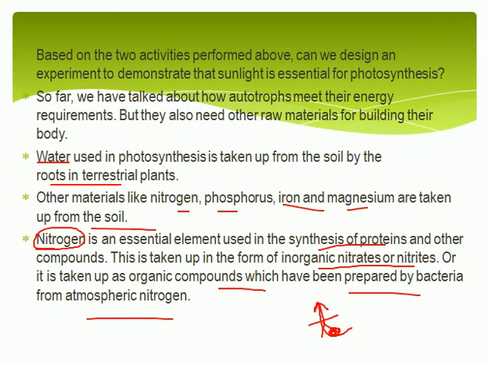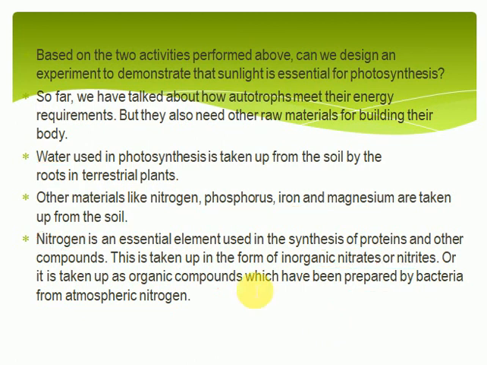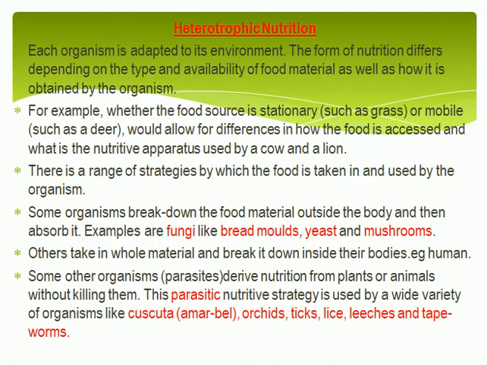So the plants either absorb nitrogen from the soil in the form of inorganic nitrates or nitrites, or they absorb organic compounds containing nitrogen, which are prepared by the bacteria present in their root nodules. And these bacteria convert atmospheric nitrogen into organic compounds which contain nitrogen. So that's all about autotrophic nutrition. In the next lecture, we'll cover heterotrophic nutrition.